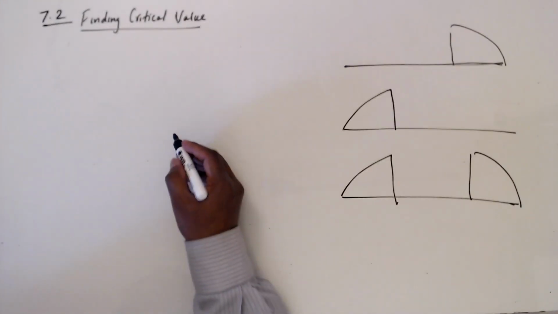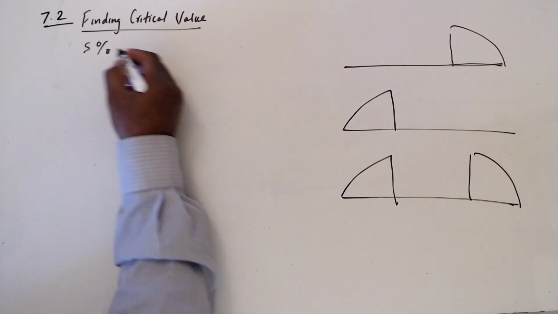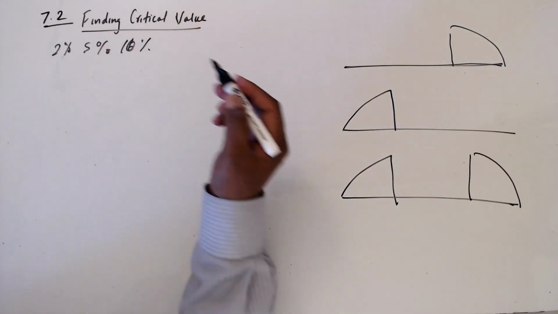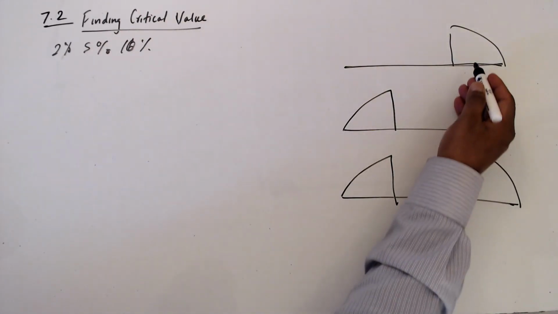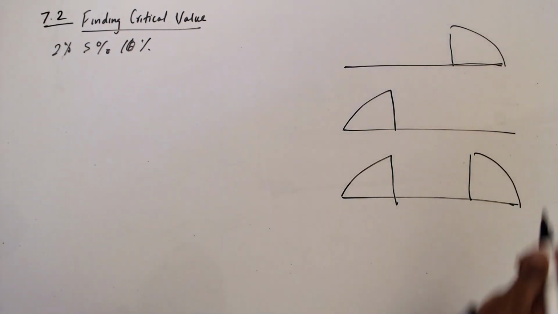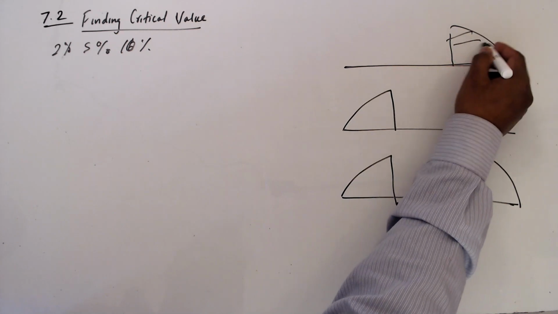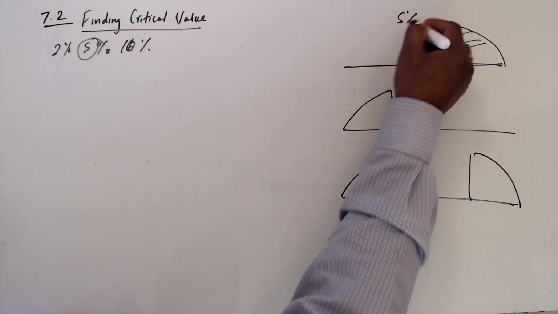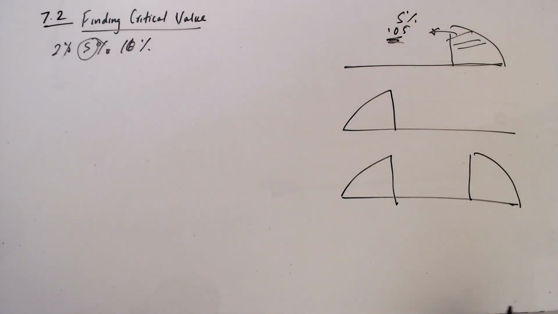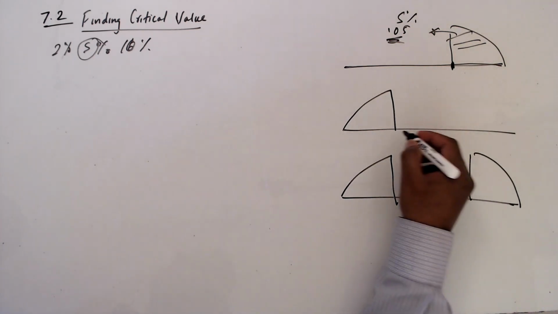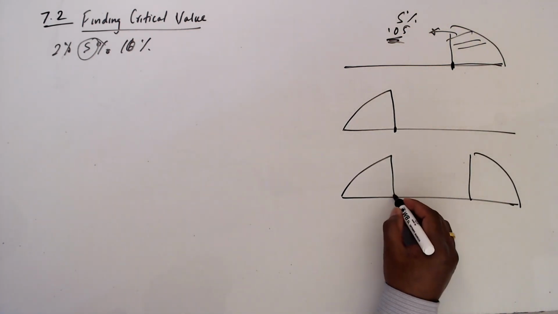Usually they will give a 5% threshold, or 2%, or 6%, 10% threshold. So those are the probabilities. It means this total area, if we consider 5% or 0.05, is the total area. And the critical value is the point. So this is the cutoff point.